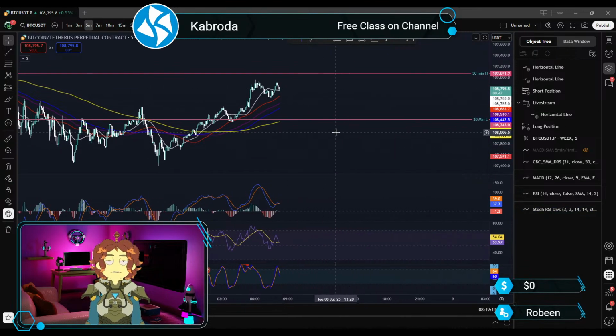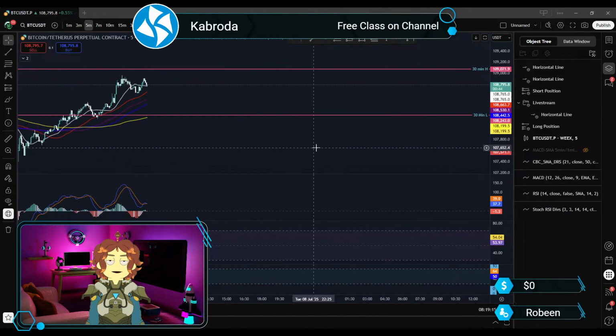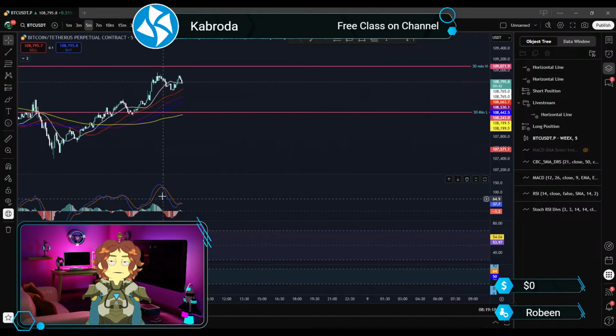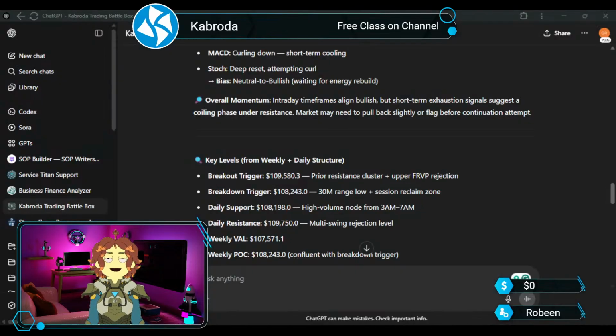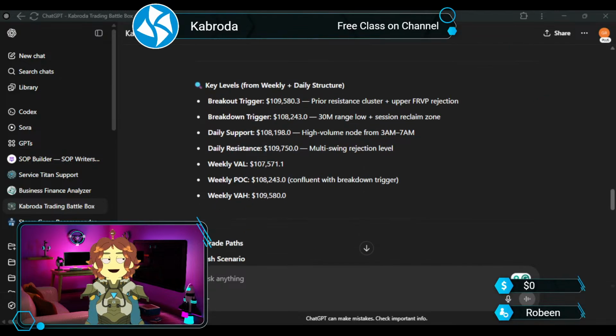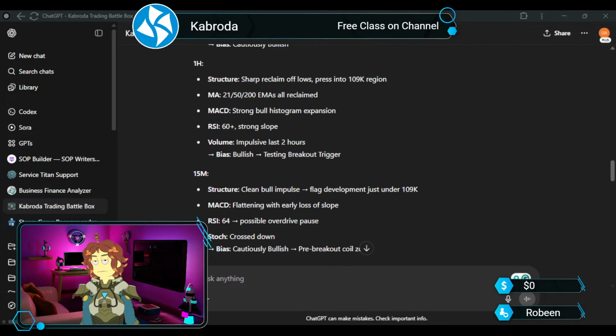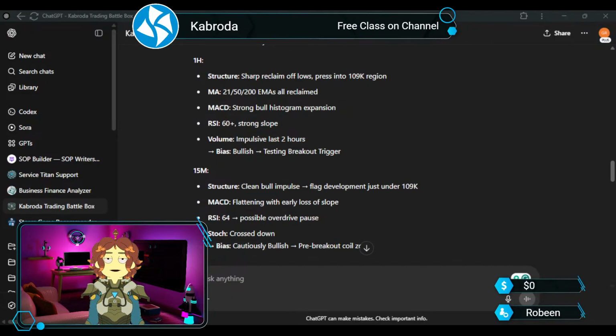ChatGPT is saying neutral to bullish. I could see that, but it definitely needs that pullback first. So it needs to pull back a little bit. That would help set up more of a bullish upturn. So overall, ChatGPT is saying that the intraday trading times align bullish, but short-term exhaustion signals suggest an equilibrium phase under resistance. So just like we were kind of saying about the whole thing, your longer time frames are definitely saying bullish, but your shorter time frames are definitely looking more like there's going to be a pullback first.